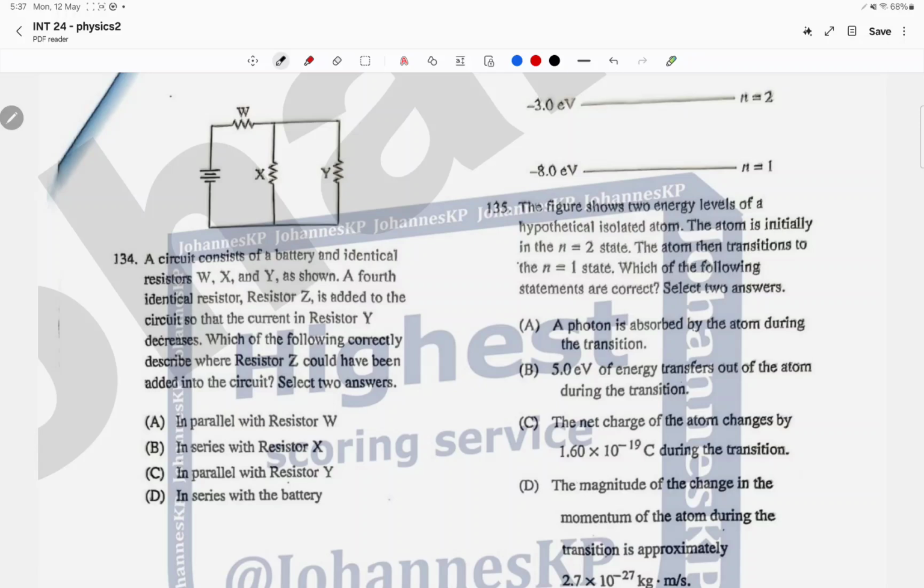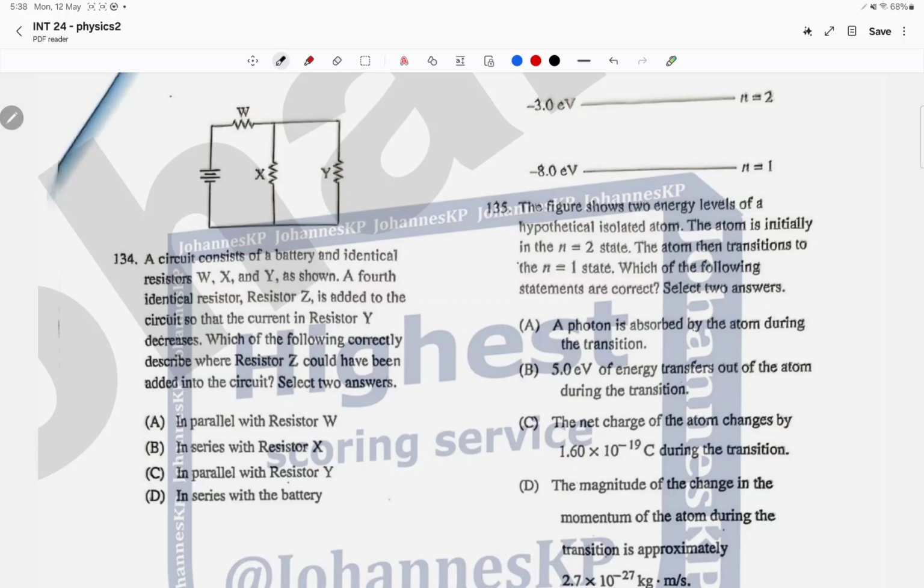Alright, 134. A circuit consists of a battery and identical resistors X, W, and Y. A fourth resistor Z is added to the circuit. So the current in Y decreases. So the current in Y decreases, right?